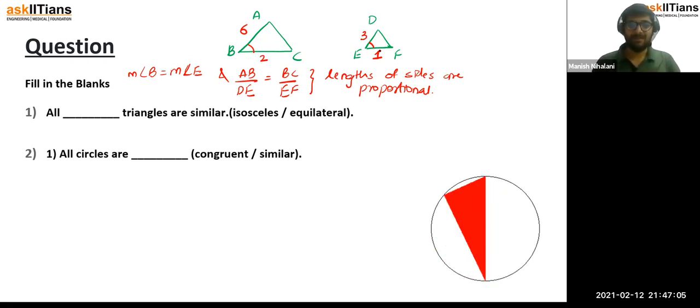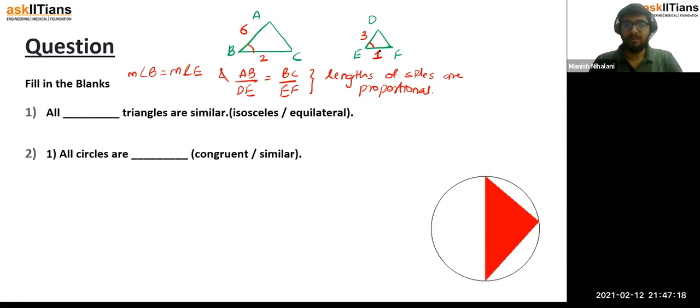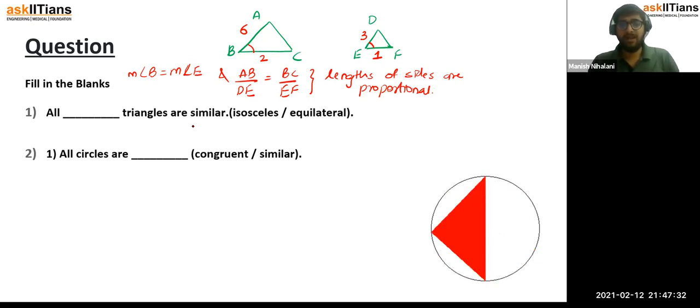Now let's come to this question. What is it saying? Fill in the blanks. All dash triangles are similar. And it has given two options. The two options which we have are isosceles triangle or equilateral triangle, right? And the second one is: all circles are dash, congruent or similar. So let's first think of the first one. It says all dash triangles are similar.